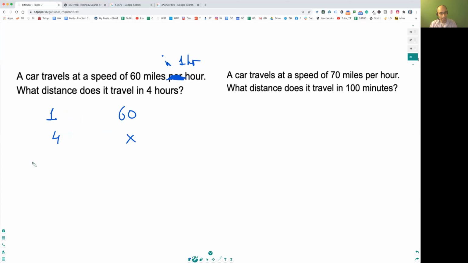So you're going to get x times 1 is equal to 60 times 4. Very good, Zunar. x times 1 is just x, and 60 times 4 is 240. Okay, excellent, 240.